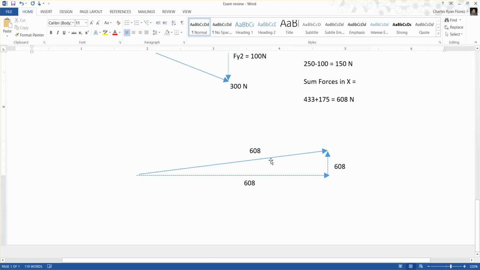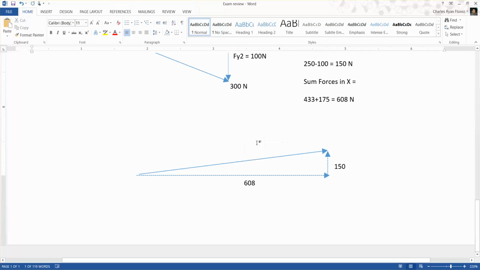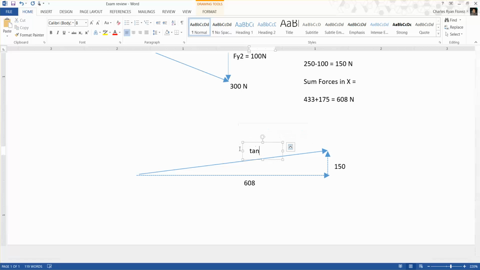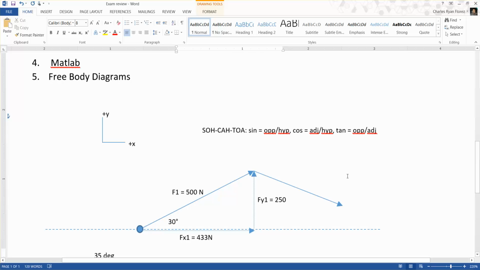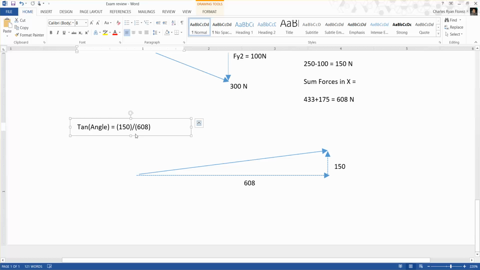So this was 150. How we would find this, we would actually use tangent now. In tangent, the tangent of some angle is equal to opposite over adjacent, so it has nothing to do with the hypotenuse. Our opposite value, opposite of this angle here, is 150 divided by our adjacent value, which is 608. So we have one equation, one unknown, and we want to solve for what this angle is going to be.